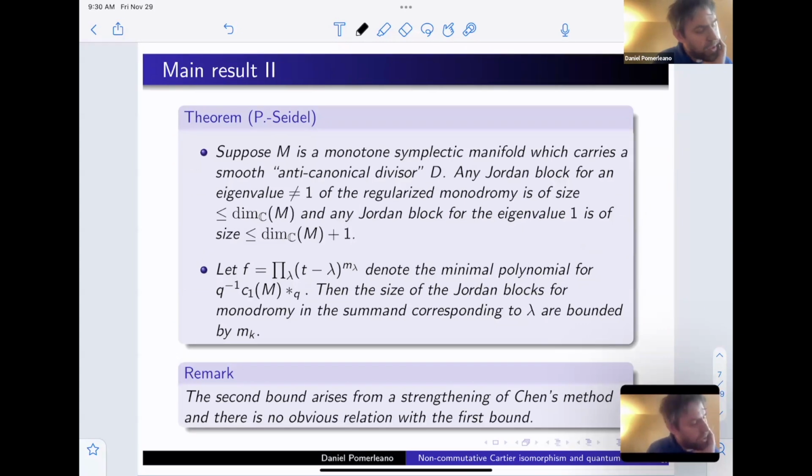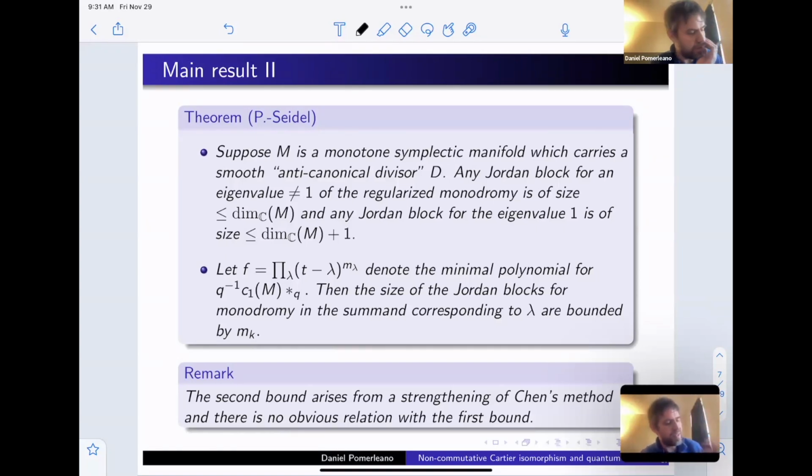But where the methods differ between what we did and the method using quantum Steenrod operations is in the estimate on the Jordan blocks, and that gives a very interesting distinction. If you have a monotone symplectic manifold with this smooth anticanonical divisor, then what we prove is that if you have an eigenvalue of the regularized monodromy which is not 1, then the Jordan block is of size less than what I'm calling the complex dimension n, where the symplectic manifold has dimension 2n, and any Jordan block for the eigenvalue 1 is at most the dimension plus 1.